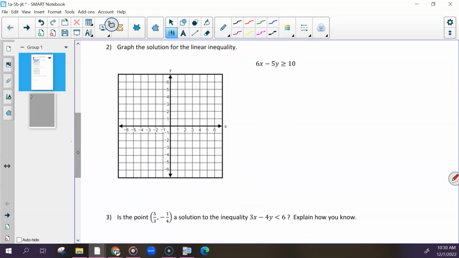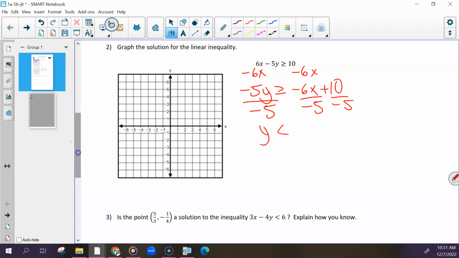Right, for number 2, you have to solve this first and then graph it. Get rid of your 6x. Start making this look like it's in slope-intercept form. Divide everything by negative 5. We have y is now less than or equal to, the sign would change direction, a positive 6/5 x minus 2, because we divided by a negative. So this will start at negative 2, go up 6 to the right 5.